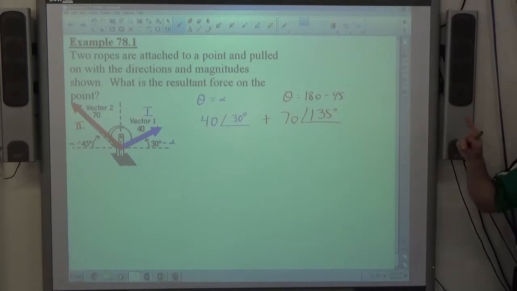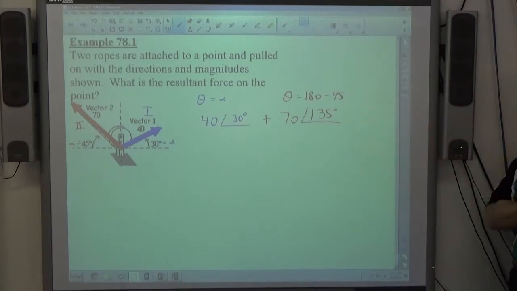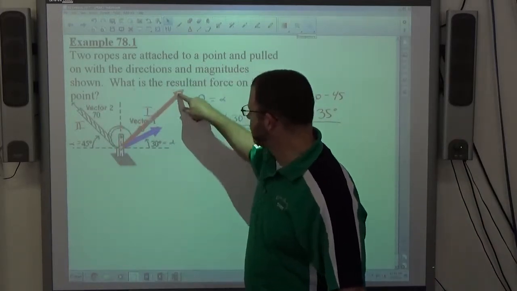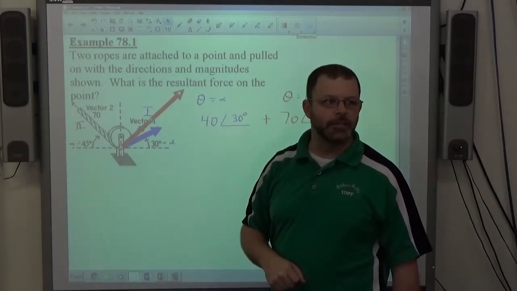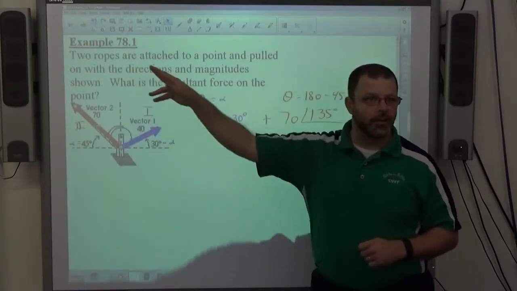Again, specifically because it's in the second quadrant, I use the second quadrant rule, 180 minus alpha, to find the angle. If I put 70 angle 45, the vector would look like this. That's 70, 45. It's going the wrong way. So again, 135 degrees is that direction.